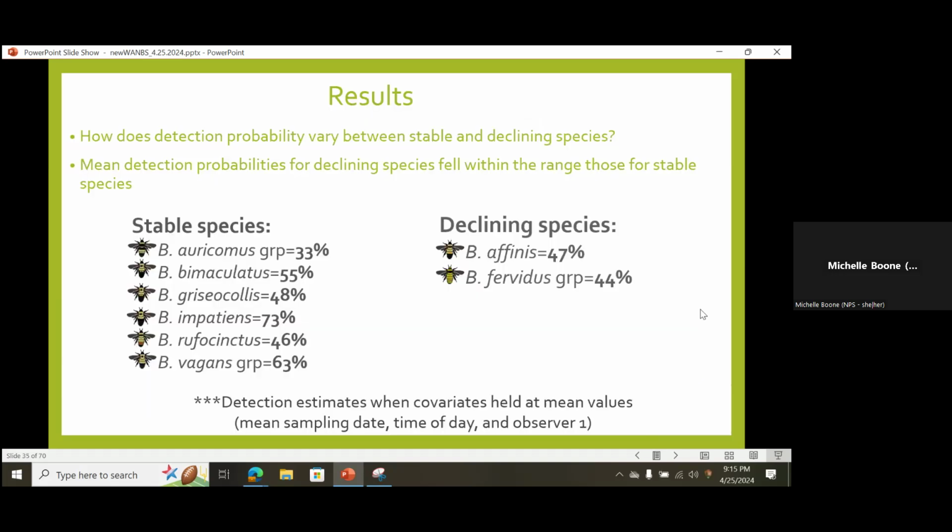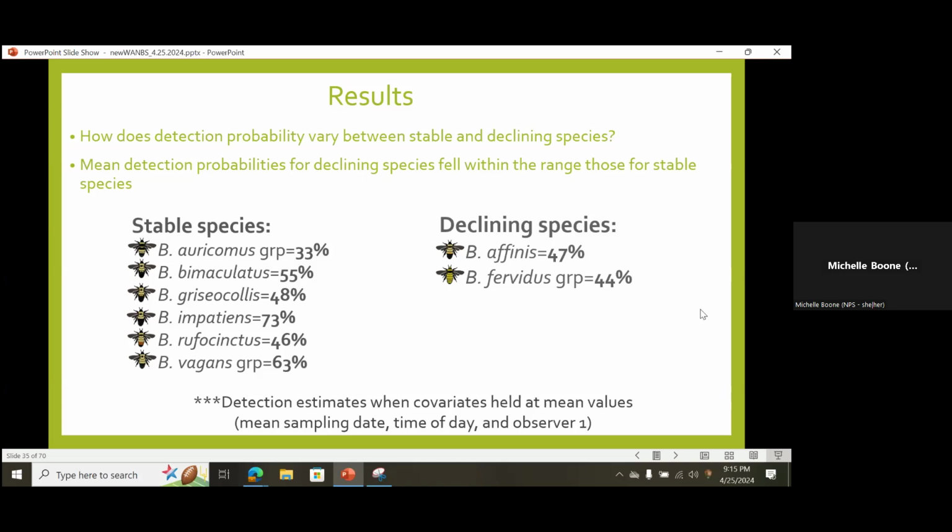For our first question, I wanted to know how detection probability varies between stable and declining species. On the left are the stable species and the right are the declining species, and those are the mean detection probabilities, the probability of finding that species at a site if it's there. We were surprised to see that Bombus affinis is right in the middle, really. The stable species varied from 33 to 73%, and Bombus affinis wasn't markedly lower, it fit right in.